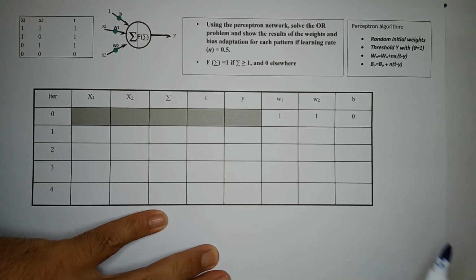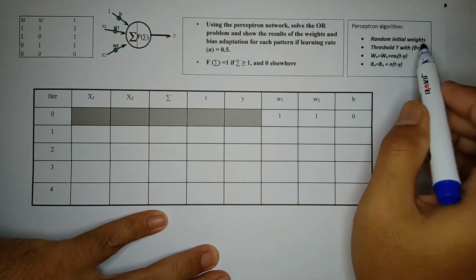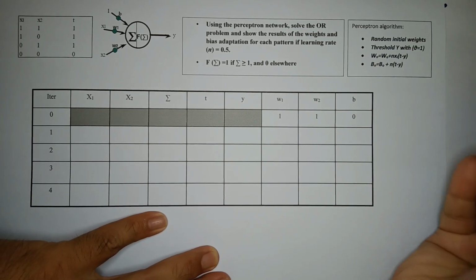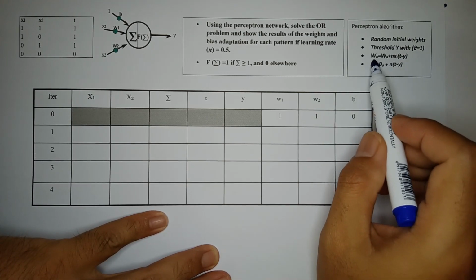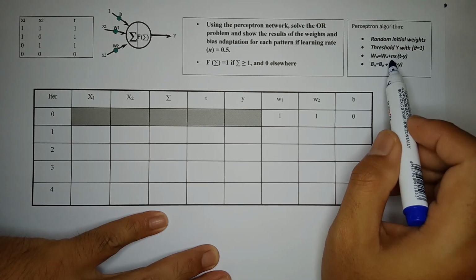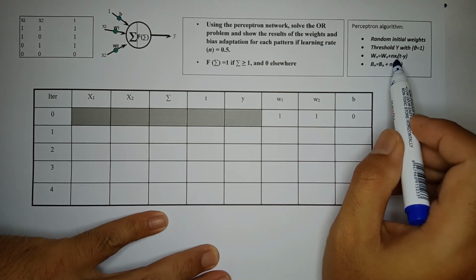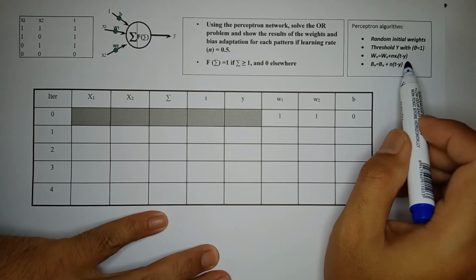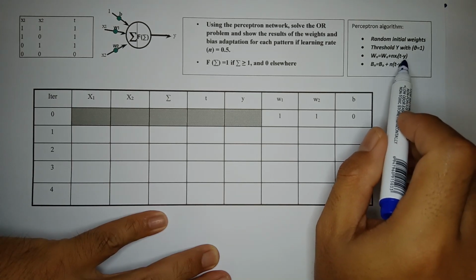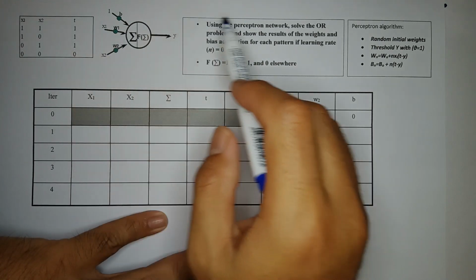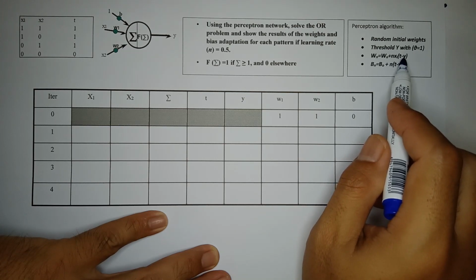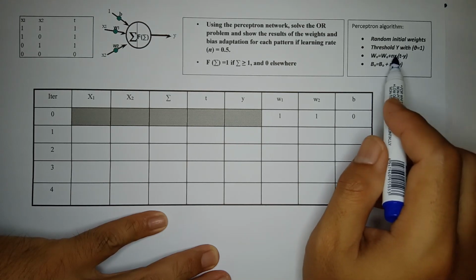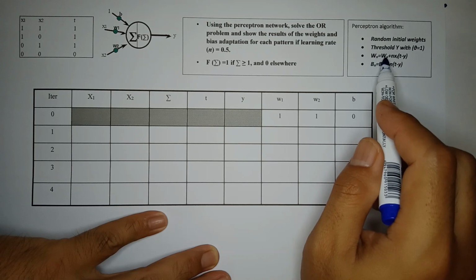Why does the perceptron do the threshold process? Because it will be used in the updating process. The equation for the weight adaptation of the perceptron will be W new equals W old plus n, which is the learning rate, times x, which is the input, times (t minus y). T minus y is the target minus the predicted output. In a situation where the value of y is equal to the value of the target, this part will be 0, so your W new will be equal to W old straight away.